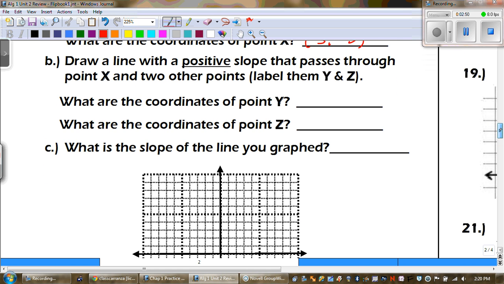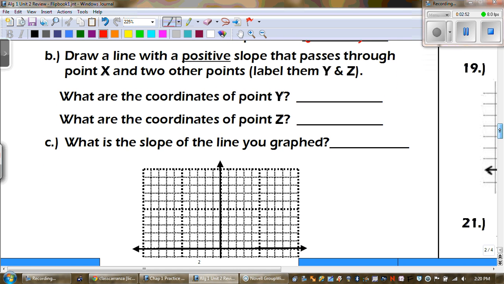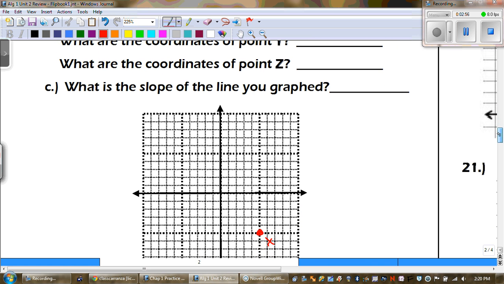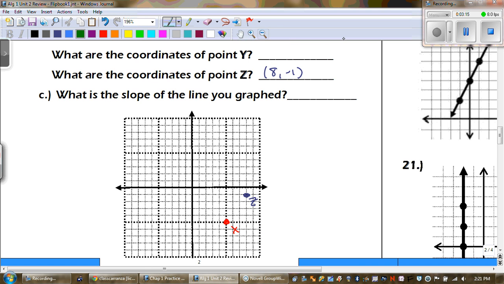Now it says to draw a positive slope that passes through point X and 2 other points. Label them Y and Z. So my 2 other points, I'm going to put Y, I'll make sure I put in the right, or Z goes right here. So there's my Z, and Z was 8, -1. And then my X, oh, I'm going to zoom out a little bit. My Y is at 2, -9.